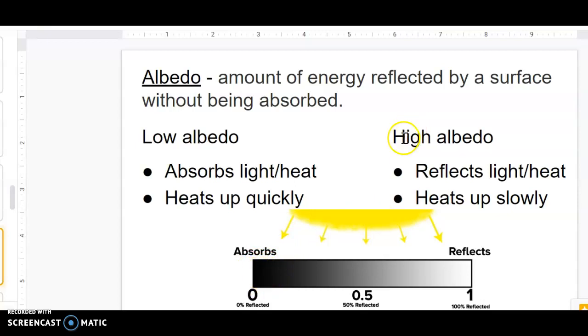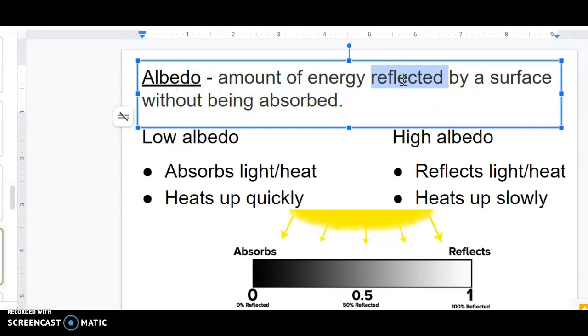Okay? But when something has a high albedo, it tends to reflect light or heat. High albedo means it has a lot of reflection, and it tends to heat up slowly because those rays of light, instead of absorbing into the substance, actually bounce off of it. And that's how we distinguish between low albedo and high albedo. Albedo is reflection, and that's the key word.